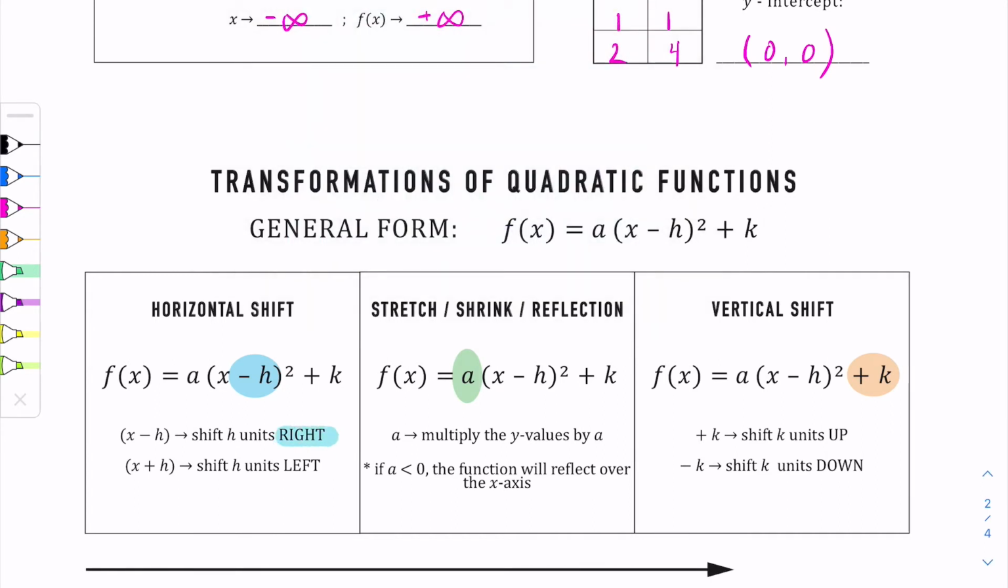If h is positive, it's going to the right. If h is negative, it's going to the left. If you have an a value, that's a stretch, shrink, or reflection. If you have an a value, you multiply all your y values by a. And if a is negative, it reflects across the x-axis.